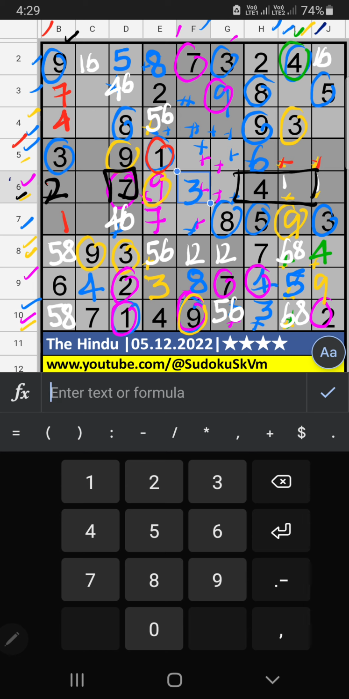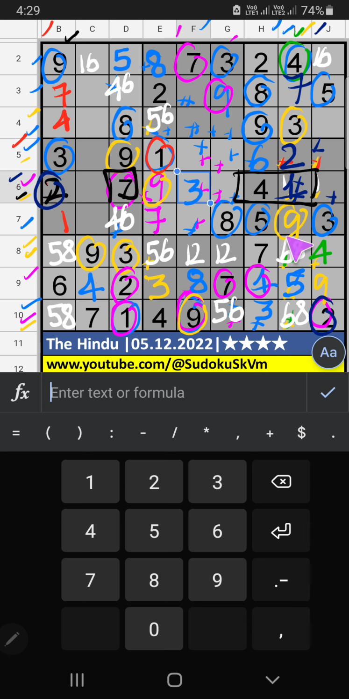Column G, 6th row, we have 2. So 2 can't come in these cells. Then 2 is confirmed here. Then column I, 2 numbers are remaining, 1 and 7. 6th row, we have 7. So 7 can't come in the cell. 7 is confirmed here. Then 1 is here.